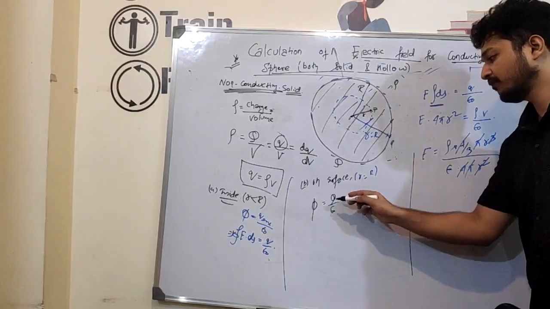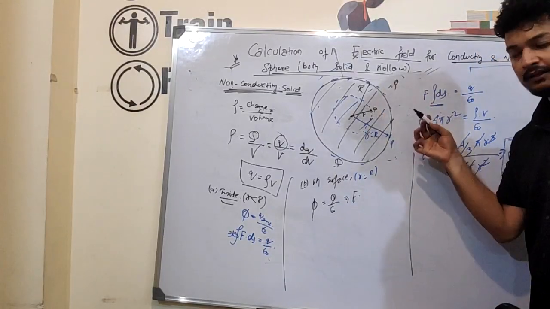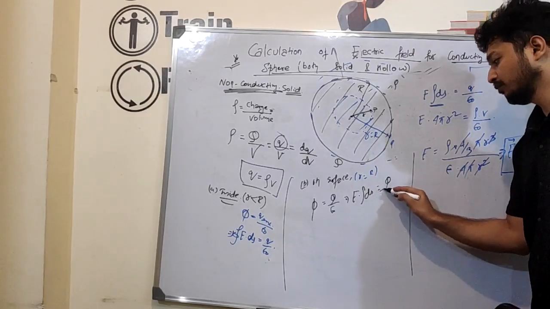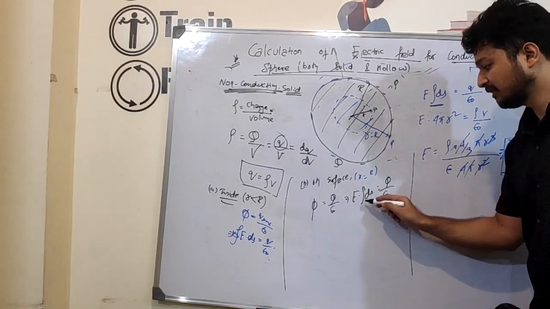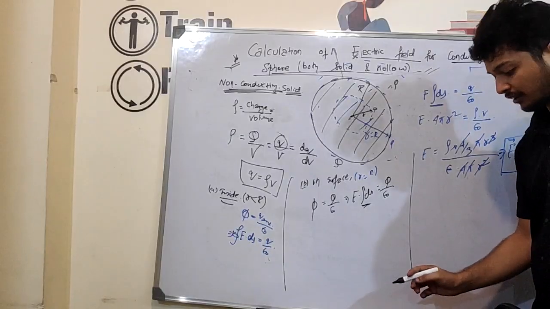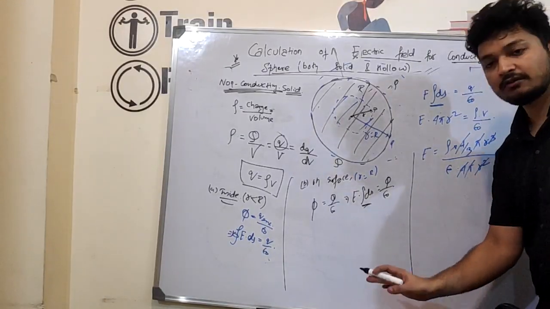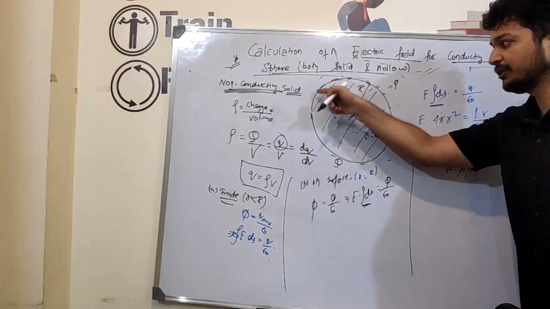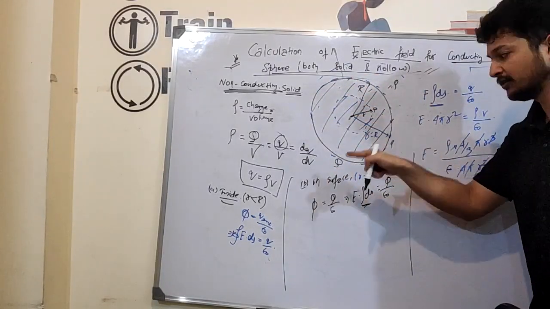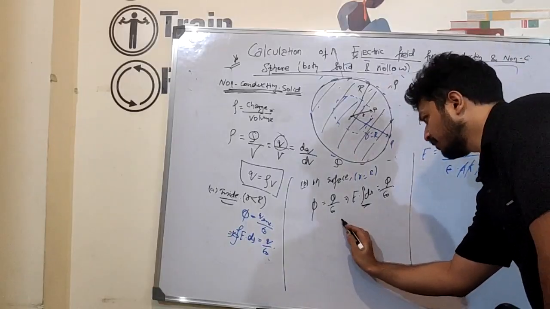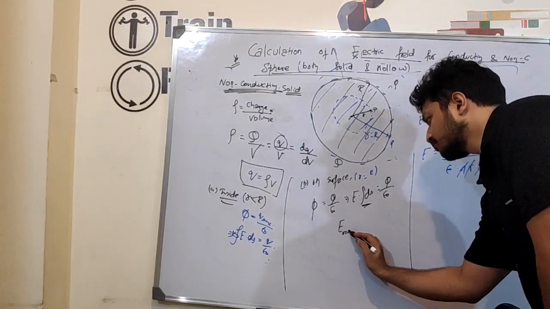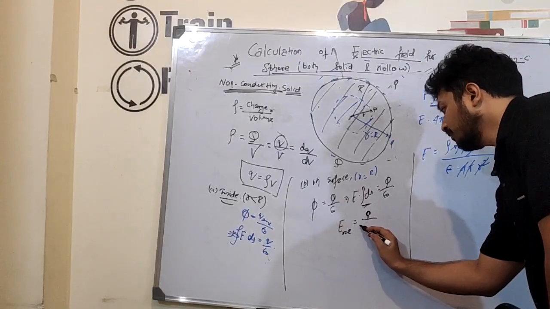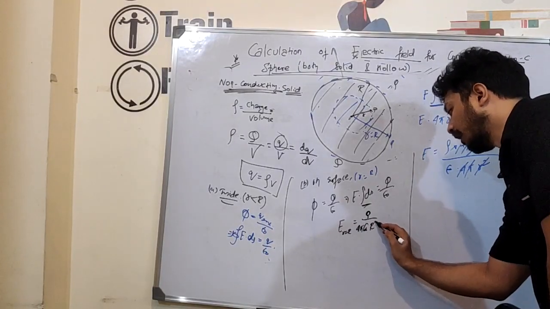And again, for the flux, since E is symmetrical, only the value of dS will be integrated, and it will be equal to Q by epsilon naught. That means this integration of dS will give us the surface area of the Gaussian sphere, which has the radius equal to R. So the value of the electric field at r equals R will simply come out to be Q divided by 4 pi epsilon naught R square.